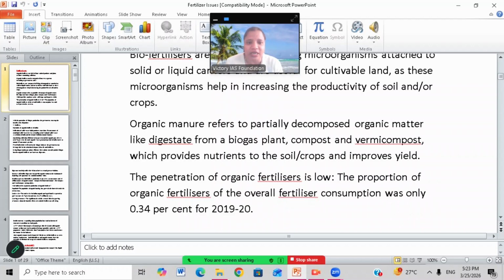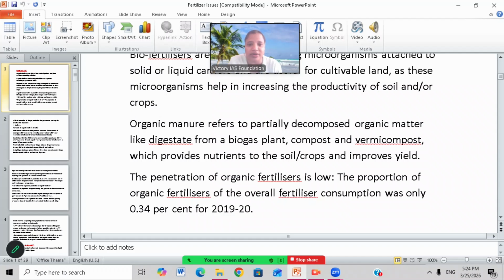In the first case, in biofertilizer, microorganisms are attached to some solid or liquid to work on the soil. The penetration of organic fertilizers is low. The proportion of organic fertilizers in overall fertilizer consumption was only 0.34% for 2019-20. So compared to chemical fertilizers, organic fertilizer use is very low. That is just 0.34%, which means out of 100 farmers, only one farmer is going to use organic fertilizer.